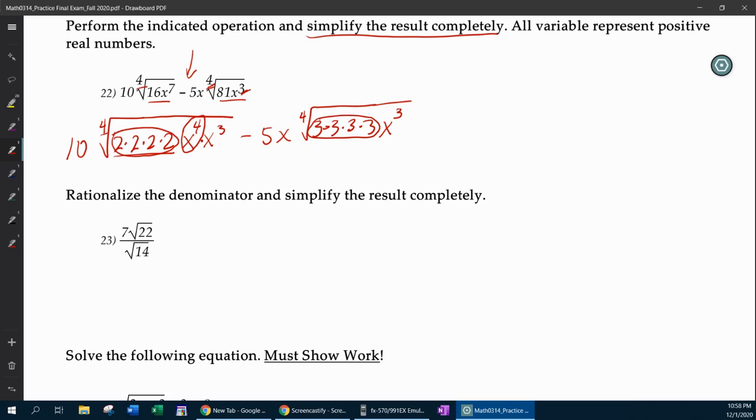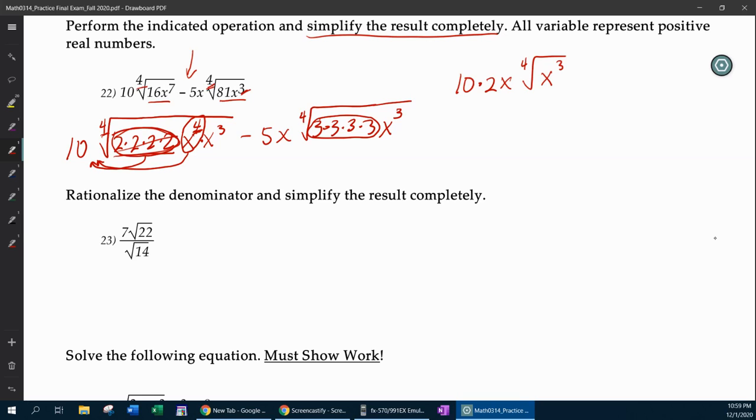And now let's bring out some stuff, okay? The 2s and the x to the 4th can come out. And that's going to give me 10. Remember, all of these 2s come out as 1, 2. So that'll be times 2. And the exponent divided by the index, 4 divided by 4 is 1, which means I can bring out only 1x. And I'm going to have left the fourth root of x to the 3rd.